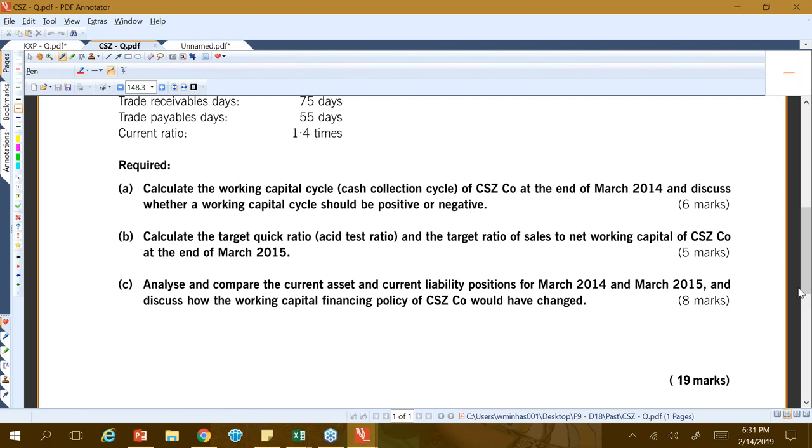We have already done some work on the cash operating cycle, or the working capital cycle, or the cash conversion cycle. They're all the names of the same thing. The calculation there was inventory days plus debtor days minus creditor days. And then we have to discuss whether a cycle should be positive or negative for 6 marks. Let's do this first and then come back to the remaining things.